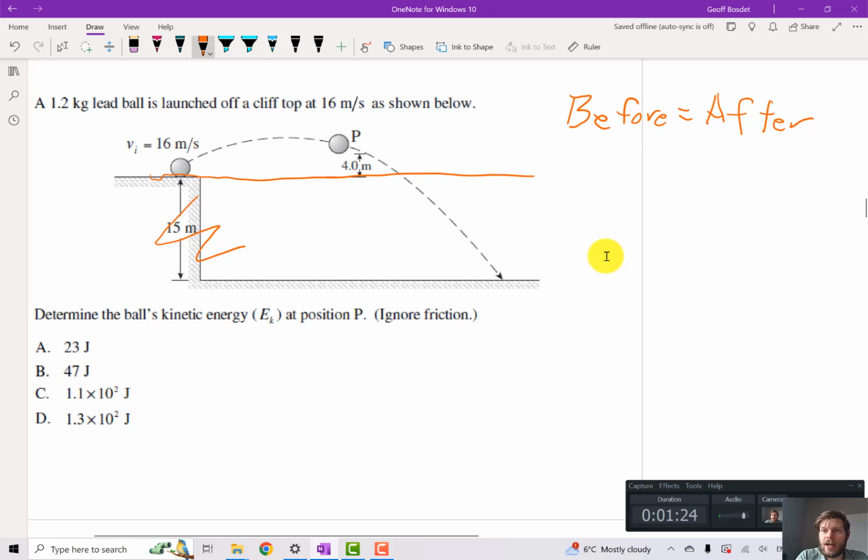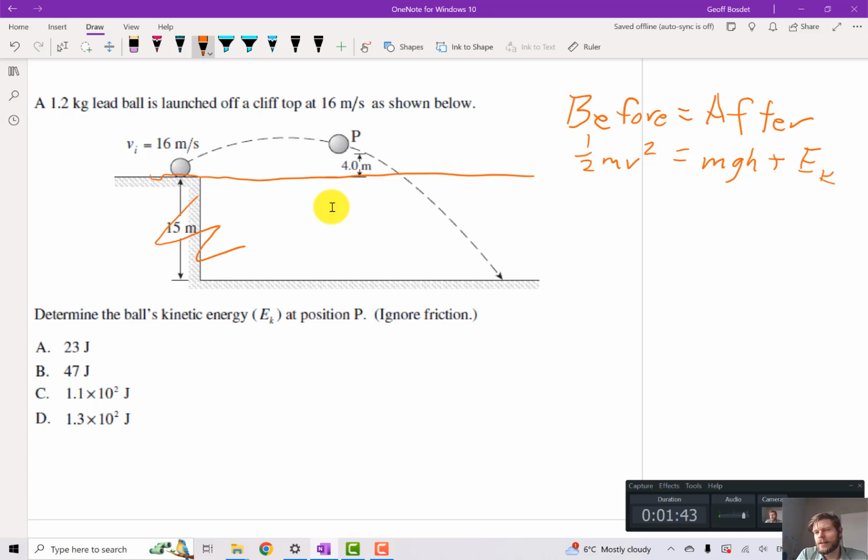Before equals after. Before, we had kinetic energy, so we got our 1/2 mv squared, and afterwards it is up and moving. So afterwards we got mgh, and I'm going to list it as EK, because we are looking for the kinetic energy at point P. I could find the velocity here, but I don't need to. I need to find this whole thing, so I'm just going to solve for that whole thing.